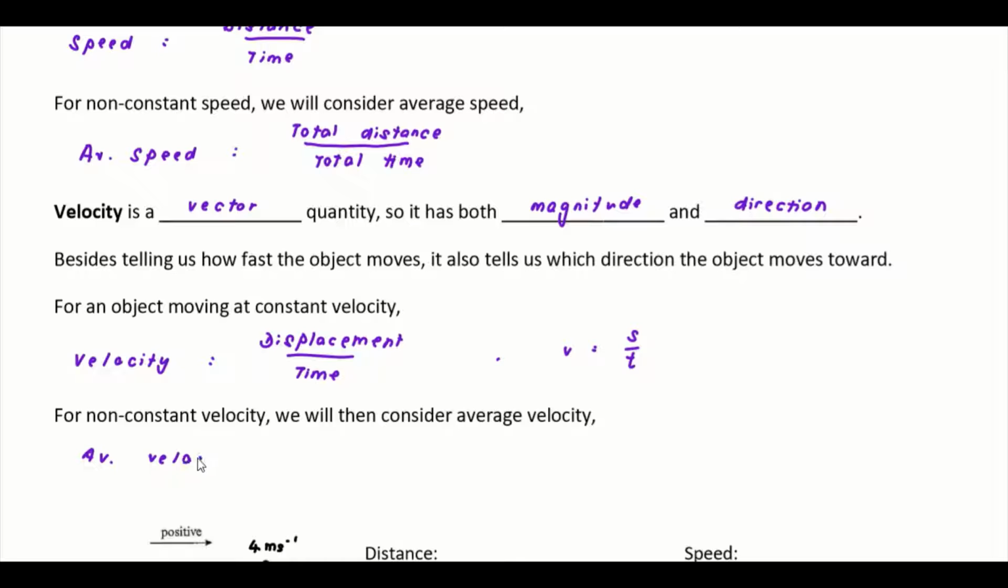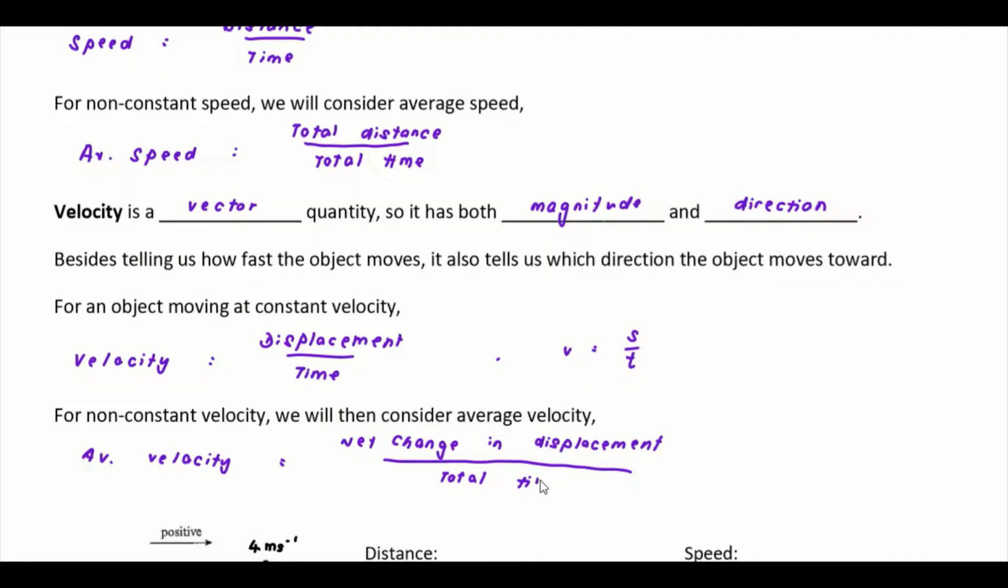Similar to the average speed, for non-constant velocity we also have average velocity. Average velocity will be equal to the net change of the displacement, which means the change of the displacement relative to the fixed initial point, or the origin, that you have.